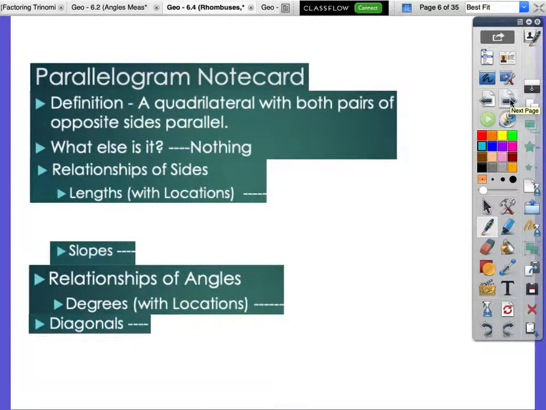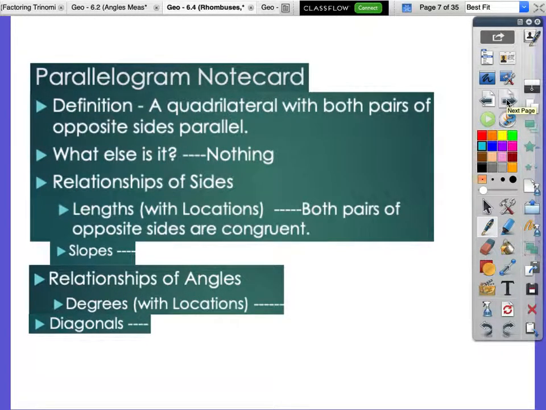Okay. So the relationships of the side lengths was that both pairs of opposite sides are congruent. Good. Happy to hear that. Both pairs of opposite sides are congruent. Once again, we should have this down. Just want to make sure we're all in the same spot.